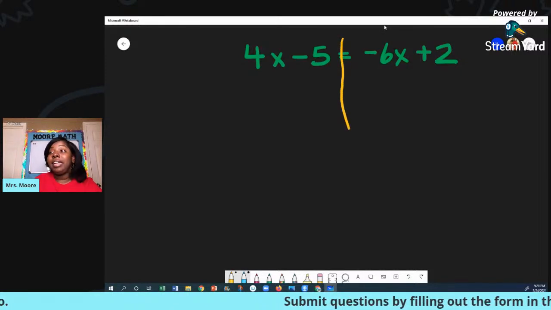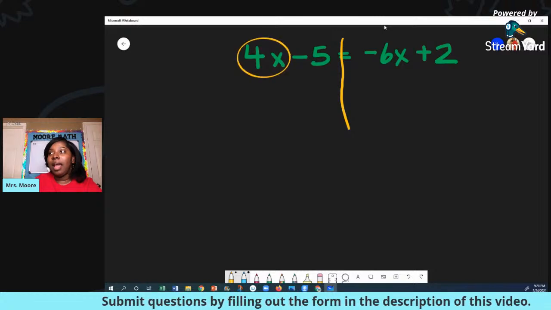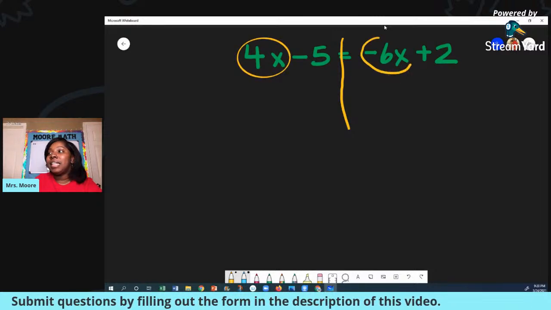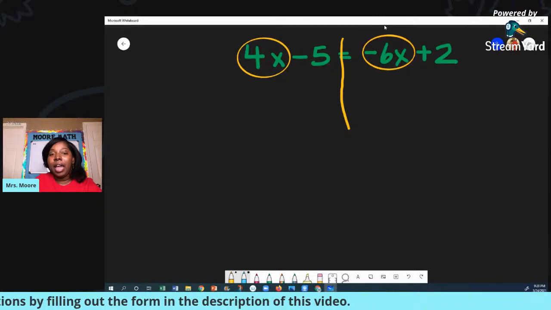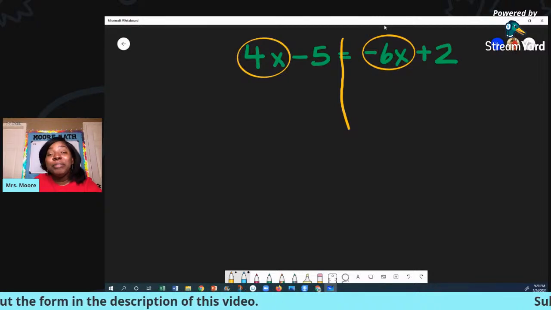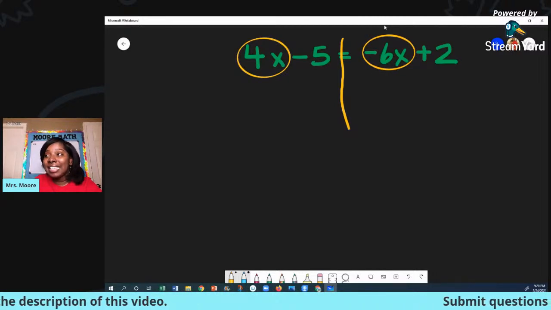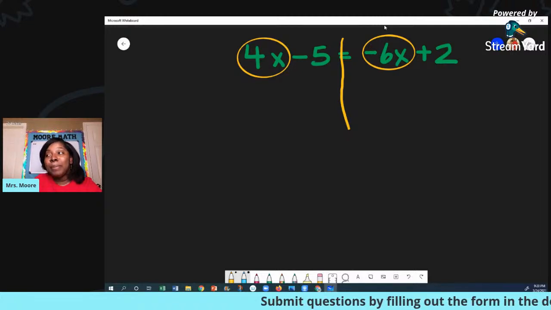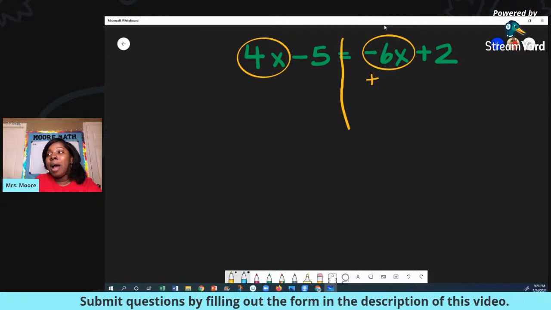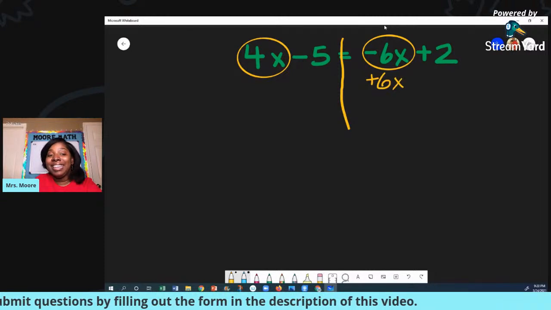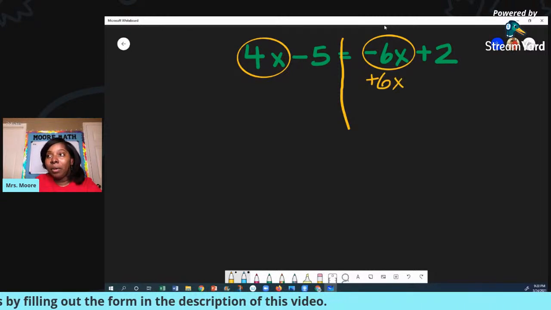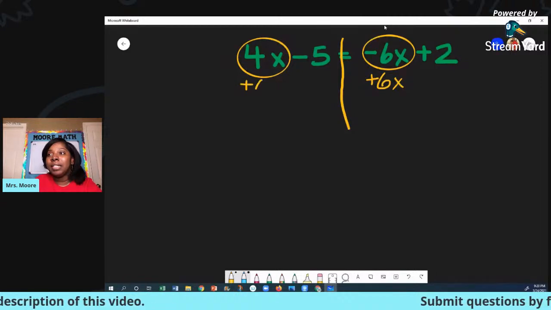Okay, so similarly, we're going to start with the x's. We have 4x and a negative 6x. Again, I like to move the smaller number, and in this case, a negative is going to be the smaller number. What is the opposite of a negative? A positive. Okay, this is how I'm going to get rid of the negative 6x. I'm going to add a positive 6x.